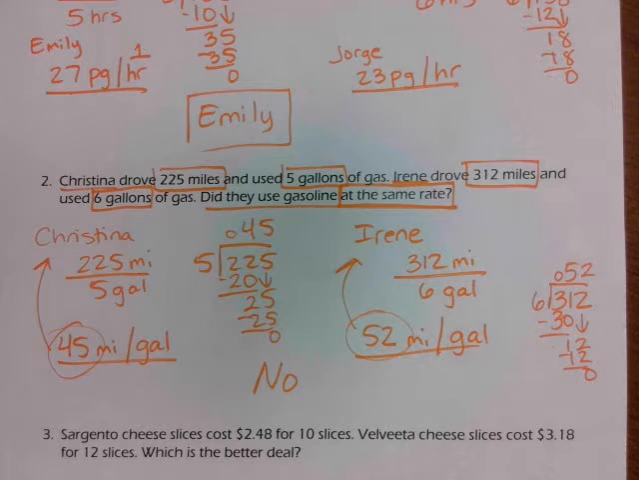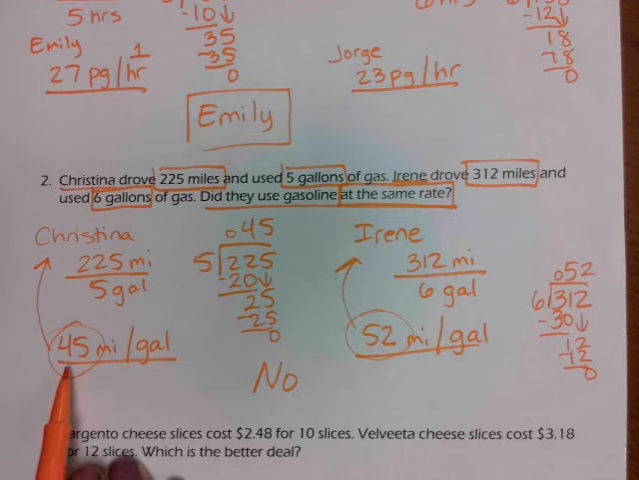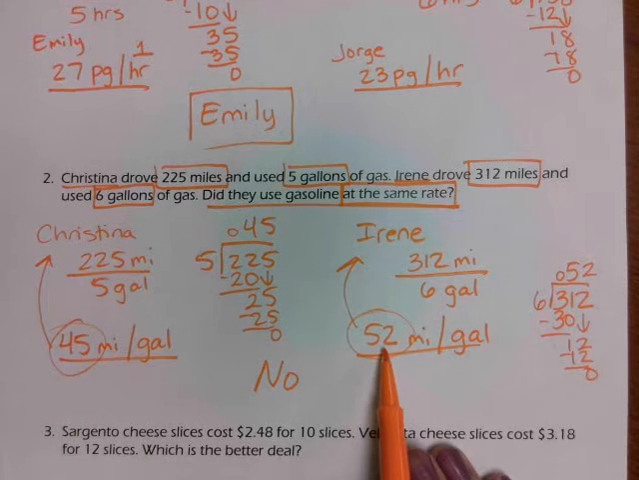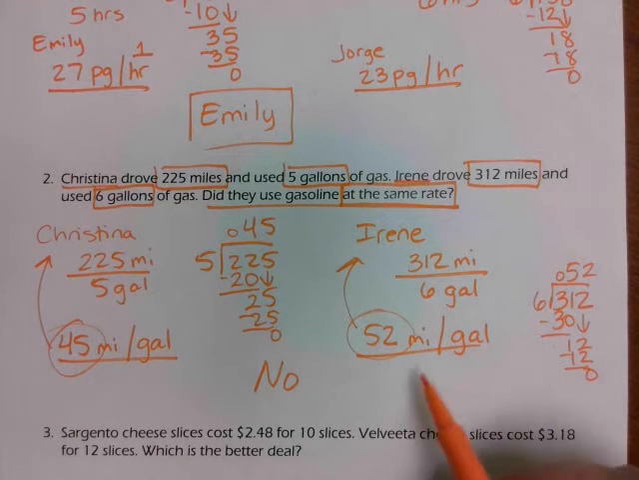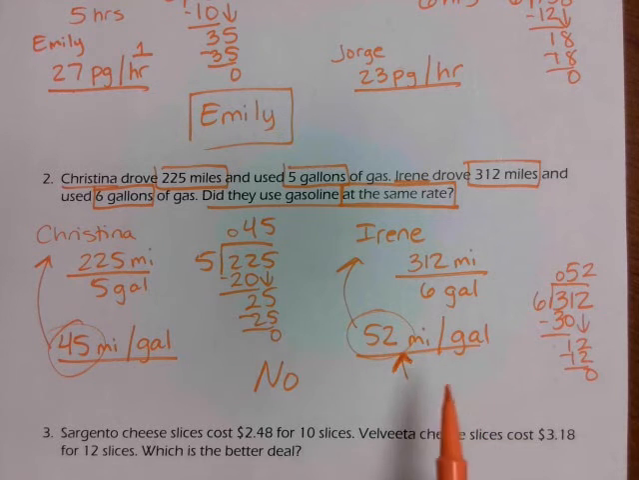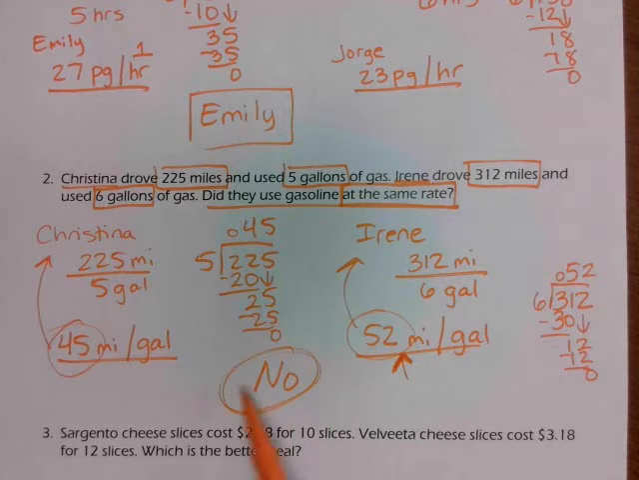Better gas mileage means you can travel more per gallon. So Christina could only drive 45 miles per gallon. Irene could drive 52 miles per gallon. So technically, Irene has the better gas mileage based on her car. But the answer to the question was no. They did not use gasoline at the same rate.